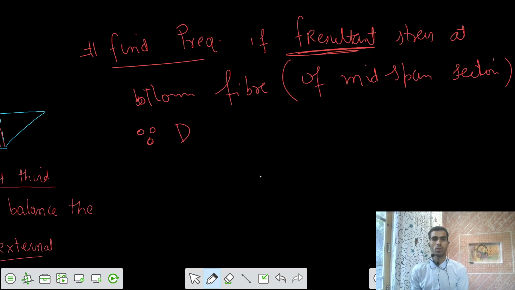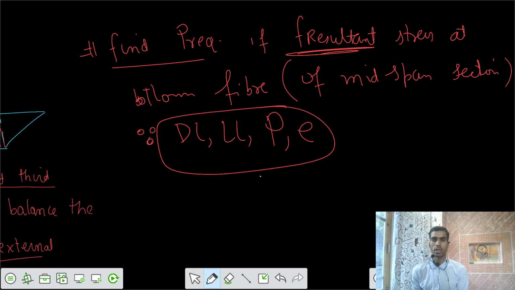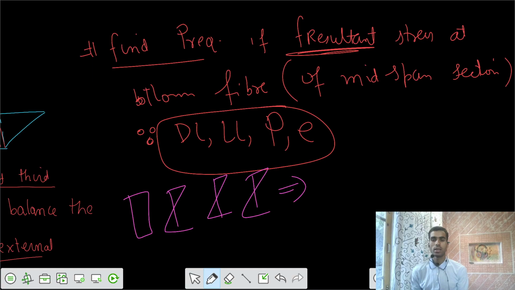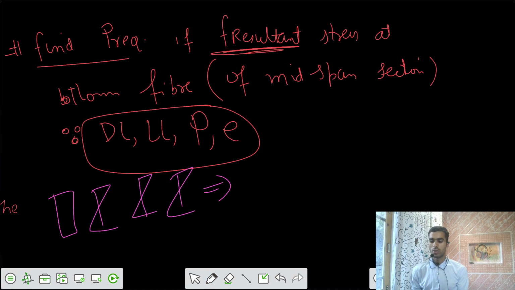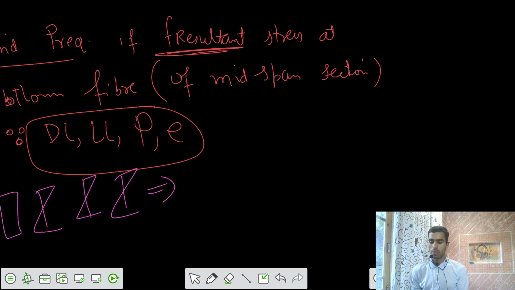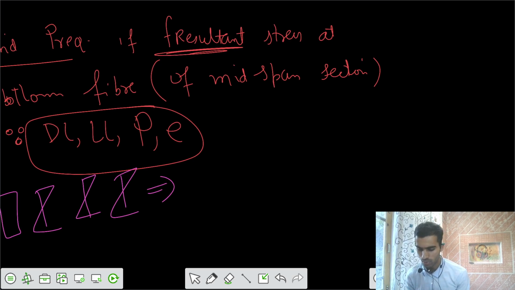One is your dead load, that is self weight, dead load, live load, P force, its eccentricity, all those effects we have to consider. The resultant diagram of that, let's say the P by A is this one, and PE by Z is this one, and because of the dead load we have this one, and because of live load we have this one, and the net diagram should be such that your stress at the bottom is equal to 0.